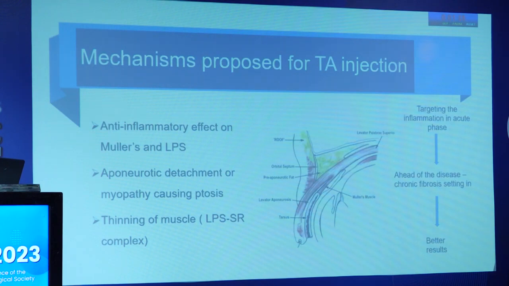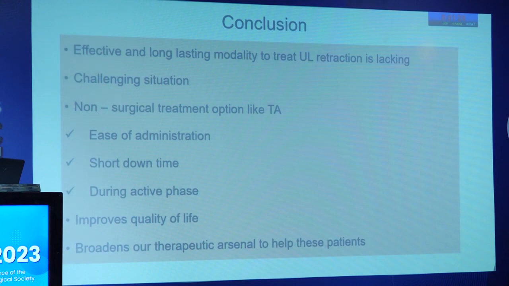Although the studies say that targeting the inflammation in the acute phase, when we are ahead of the disease before the fibrosis actually sets in, gives better results, we could see results in inactive disease also in our study. So the conclusion is that an effective and long-lasting modality is lacking.